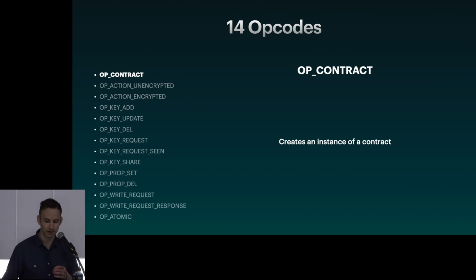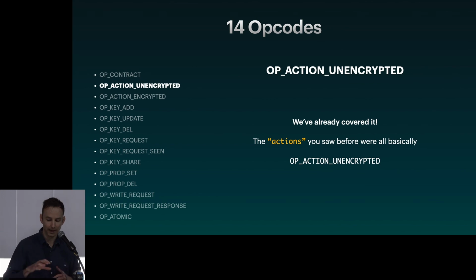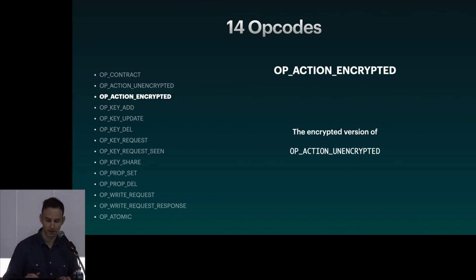OP_CONTRACT creates an instance of a contract. This is the first event that you send, and it's saying, I'm going to create an instance of a user. I'm going to create an instance of a group. I'm going to create an instance of something else. OP_ACTION_UNENCRYPTED, we've already covered that. This is pretty much the exact same thing as the existing actions that we covered previously. Next is OP_ACTION_ENCRYPTED. It's just the encrypted version of OP_ACTION_UNENCRYPTED.